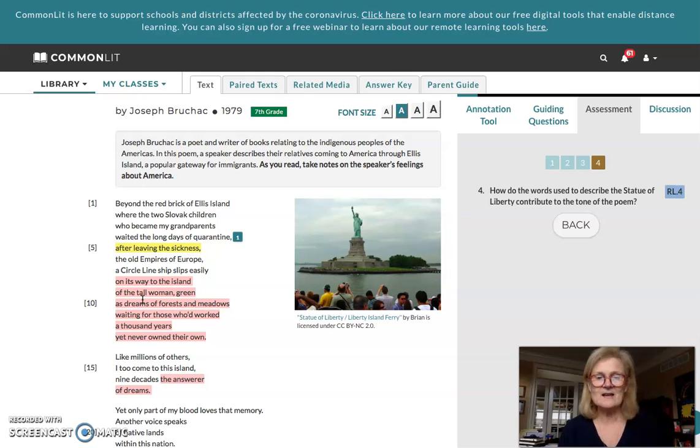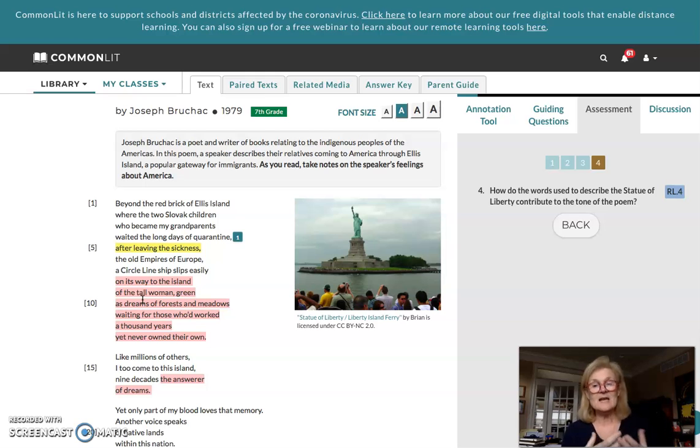And then, "waiting for those who'd worked 1,000 years yet never owned their own." So you want to again look at that idea of how she is there waiting for people who leave sickness. Your job now is to decide what is the attitude of these people who come. What is the attitude of this portion of his blood, the grandchild of two Slovak children who left illness and sickness behind them and hard work?